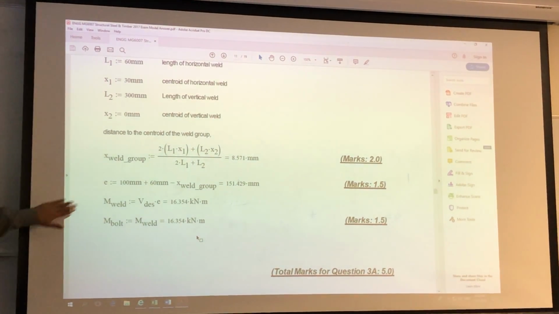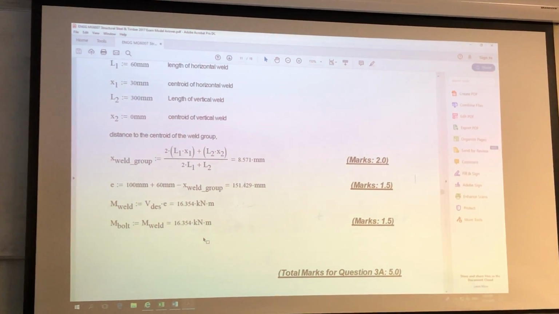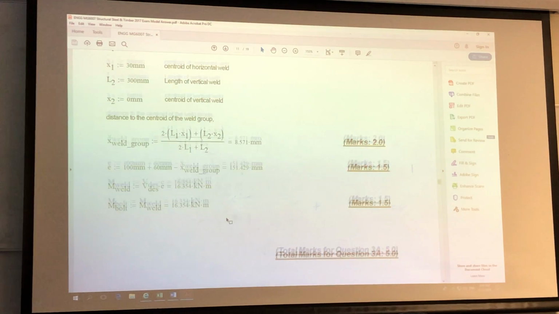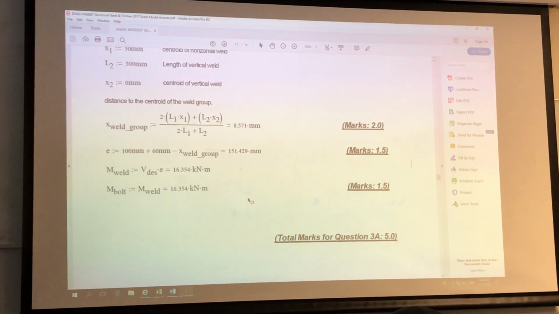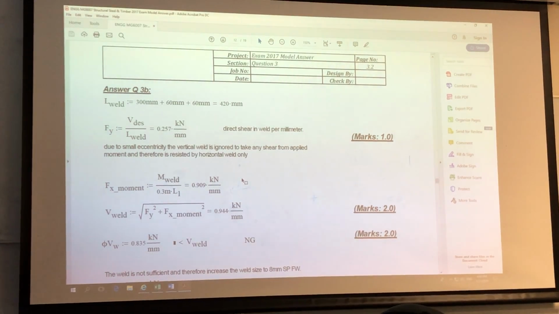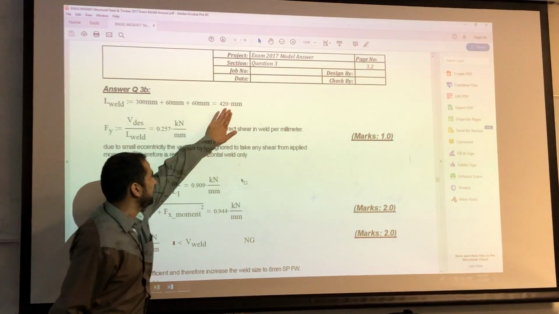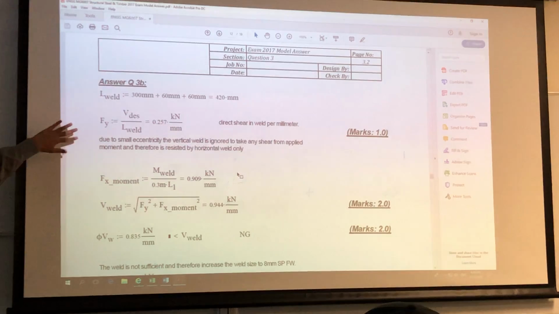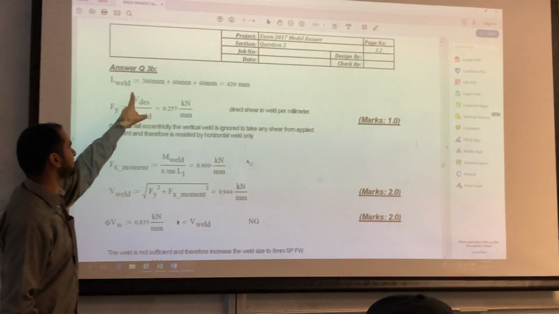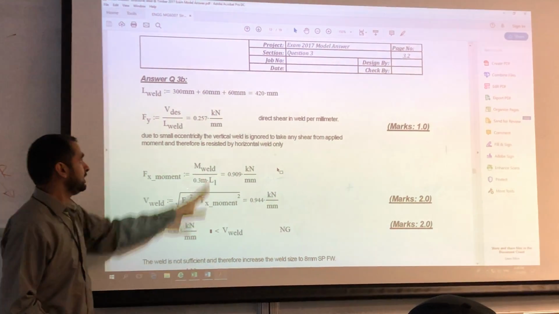So this is the moment that needs to be resisted by the weld and by the bolt group, in addition to the normal shear. And that was an easy 5 marks. So now let's go to the next one, which is the weld. The total length available is 420 millimeter, and Fy, the vertical load in the weld, is simply the design load divided by the weld length.